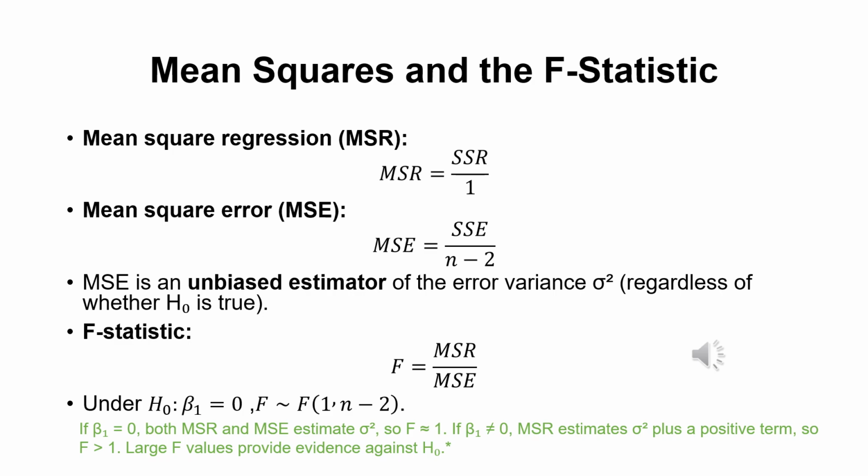Now think about what happens under the null hypothesis H0, beta equals 0. If beta equals 0, then both MSR and MSE estimate the same sigma squared, so F should be approximately 1. If beta does not equal 0, then MSR estimates sigma squared plus an extra positive term due to the relationship, so F will be greater than 1. Therefore, large values of F provide evidence against the null hypothesis. We compare the calculated F to an F distribution with one numerator and n-2 denominator degrees of freedom.